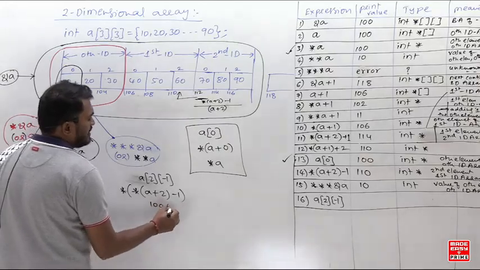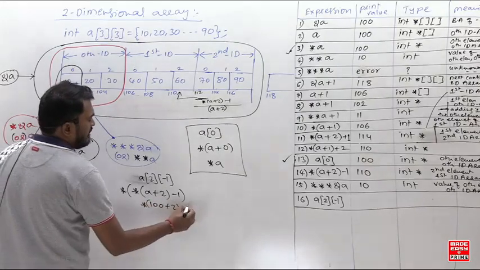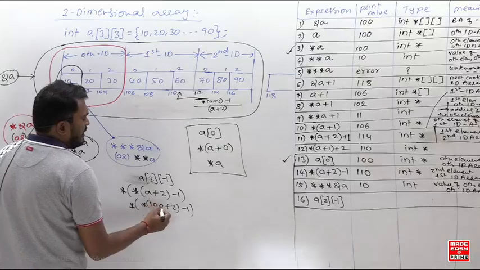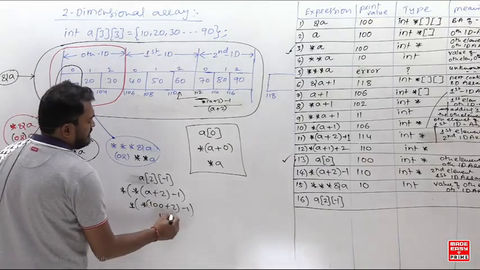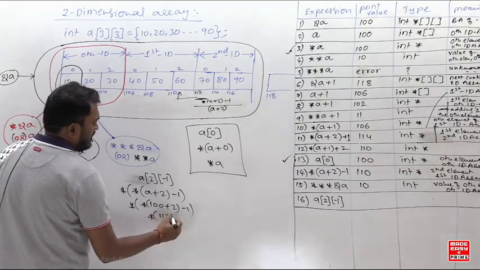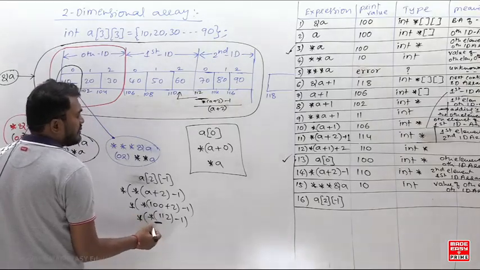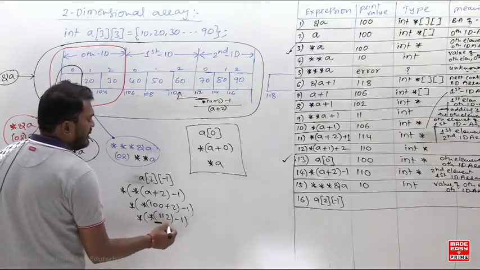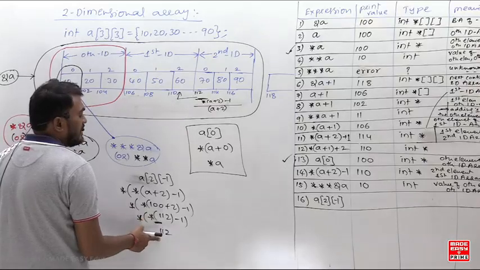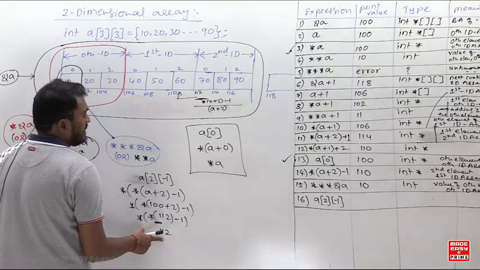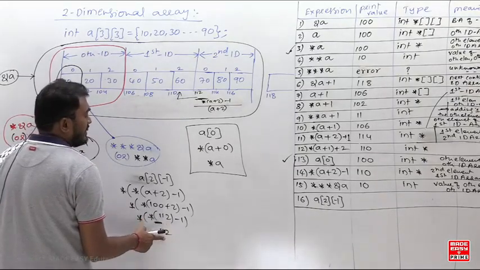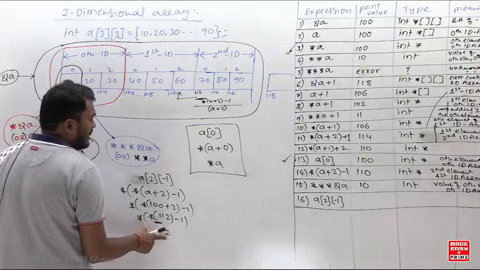So A means 100. 100 plus 2 gives what? 112. 112 whole star, okay, minus 1 whole star. So 112 whole star, what will happen? It remains 112, but it will point to what? An element. Now it is pointing to an element. Please understand, it is pointing to an element now. Is it clear?